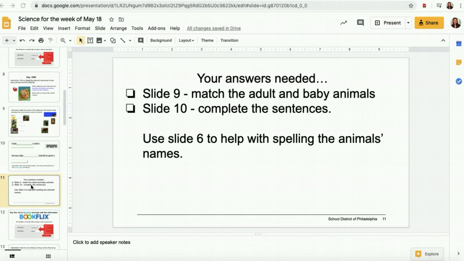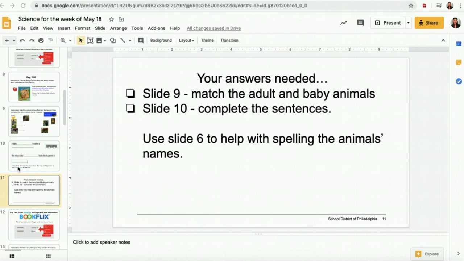So this slide, slide 11, tells you where your answers are needed. So again, on slide 9, you're going to match the adult and baby animals, and on slide 10, you're going to complete the sentences. Use slide 6 to help with spelling the animals' names. And that is your assignment for day 1.